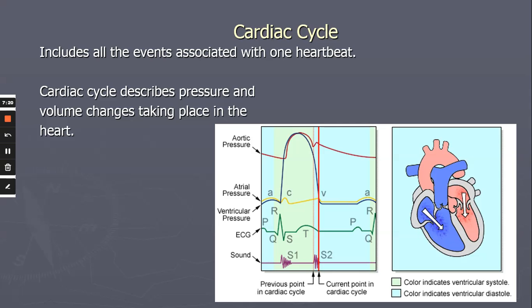Now, the cardiac cycle describes pressure and volume changes taking place in the heart. You can also overlay the electrical activity that's occurring in the heart, because the electrical activity is what brings about the contracting. Okay? And when the heart contracts, it squeezes on that blood, which changes the pressure, which in turn changes the volume. So I have a short animation for you to watch about the cardiac cycle.